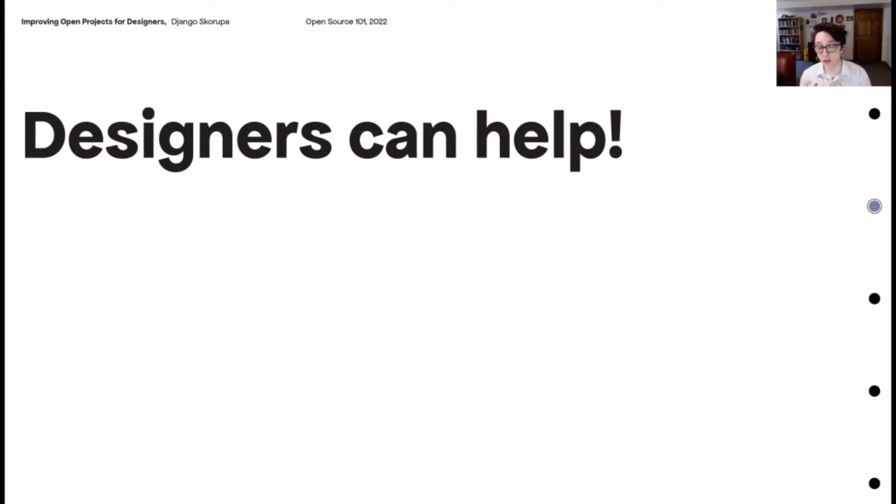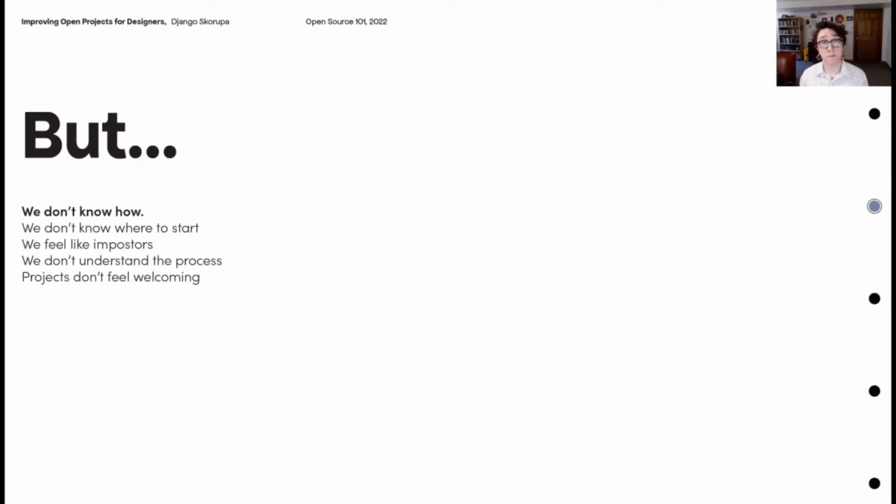Designers are so valuable as members of the team, but we don't know how. We don't know where to start. Designers oftentimes feel like imposters in open source projects because the projects don't feel welcoming to them. And we oftentimes don't understand the process by which the project is being developed. So let's talk about changing that.